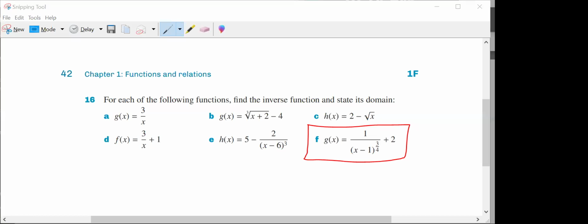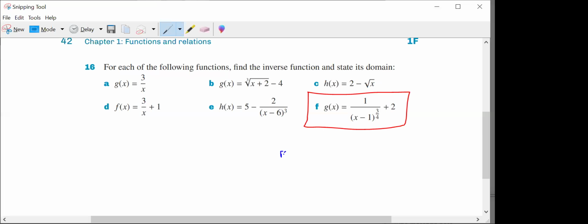You can see here on my screen, the screenshot. So we can first do the range of g(x), which is 2 to infinity. I'll just write 2 to infinity like so. Okay, and now we need to find the inverse.